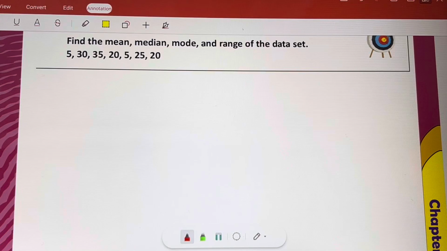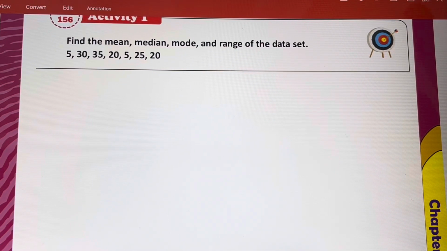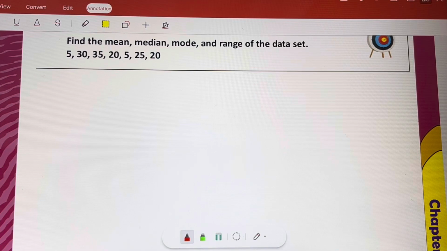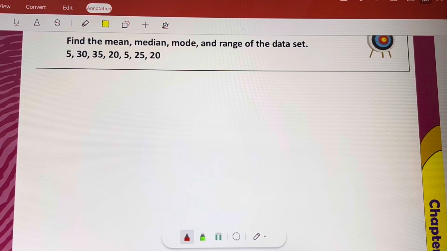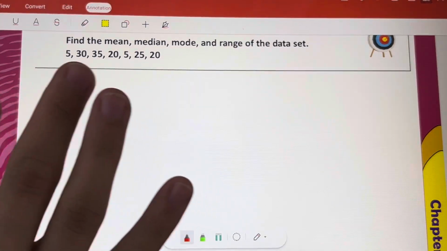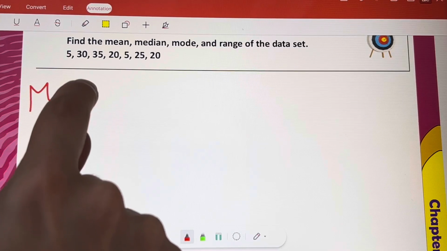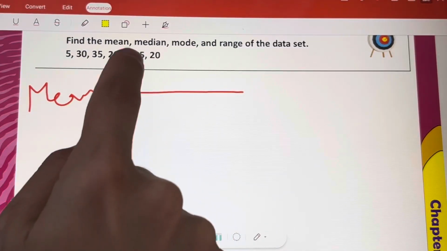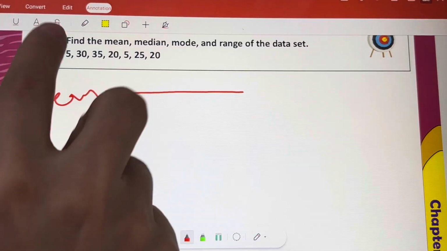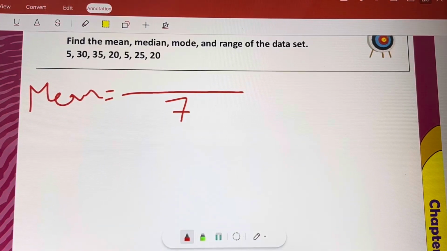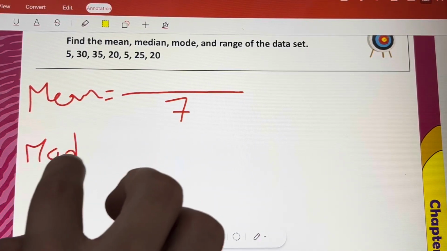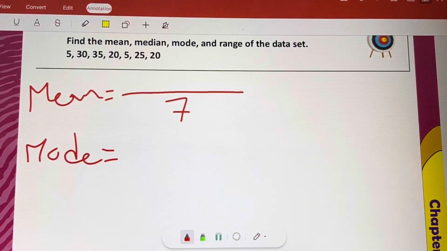And activity 1, on page 156, we've got an example that says find the mean, median, mode, and range of the data set. Okay, so what I'm going to do, those numbers that I have, one by one, I start. First of all, it's better to write the rules that I have for each one. So for the mean, I know that I am adding the numbers and I'm going to divide it by how many numbers are in the data set. So 1, 2, 3, 4, 5, 6, 7. The total is 7. And in mode, I know that I am looking for repetition, so it's the number that's repeated the most.